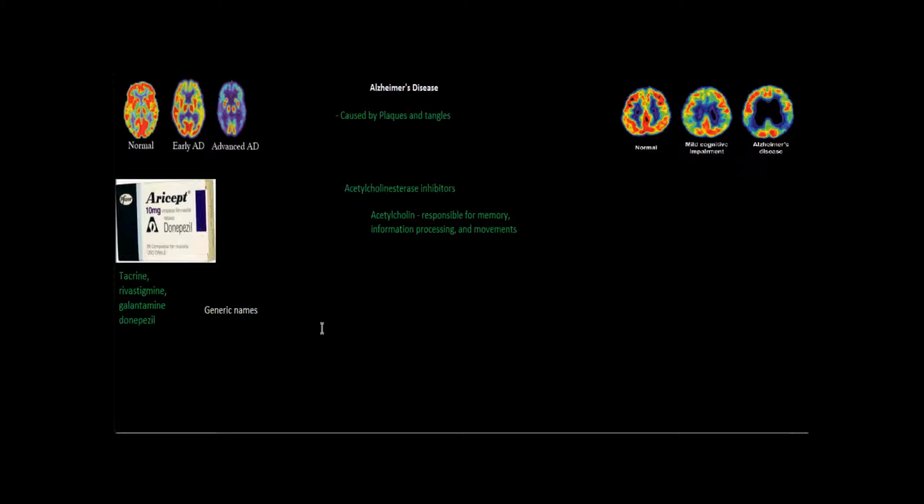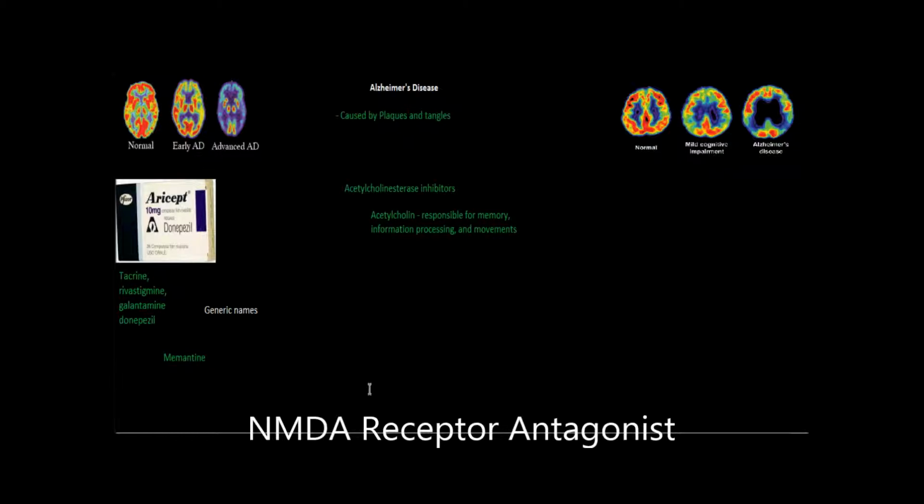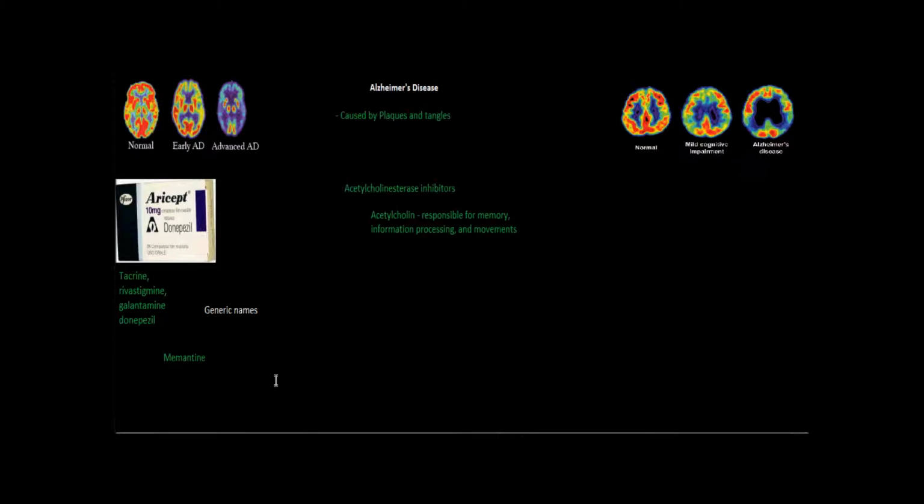And there's also another drug that I did not list. It's called Memantine. Let me just write that down here. Memantine. This is an NMDA receptor antagonist. Again, we have not gone that deeply into the field yet for you to understand what that means, but just know that Memantine also is used to try and control the symptoms of Alzheimer's disease.